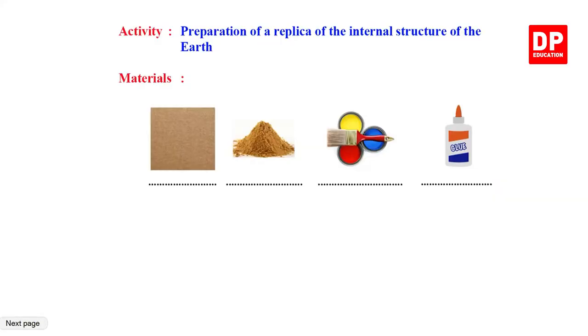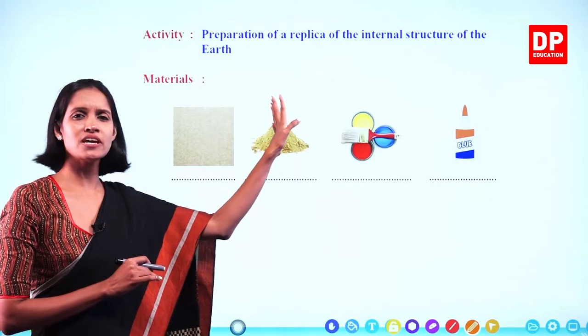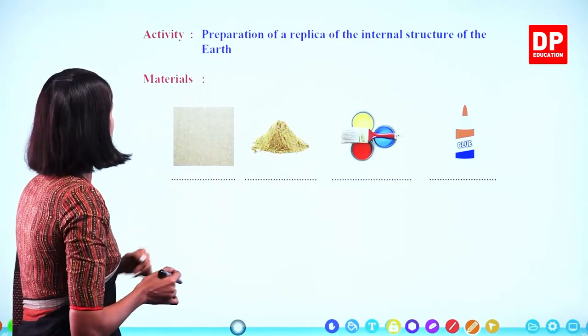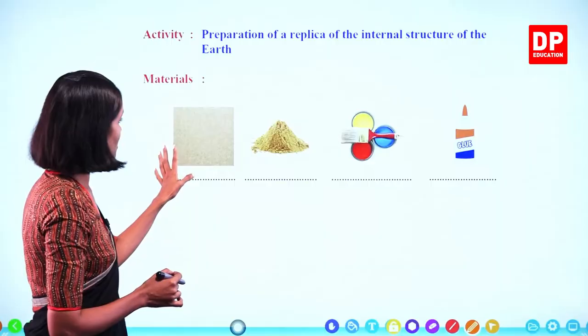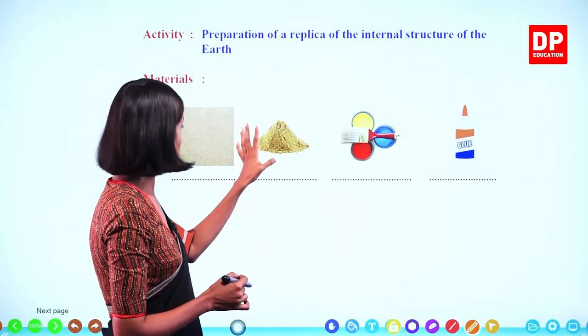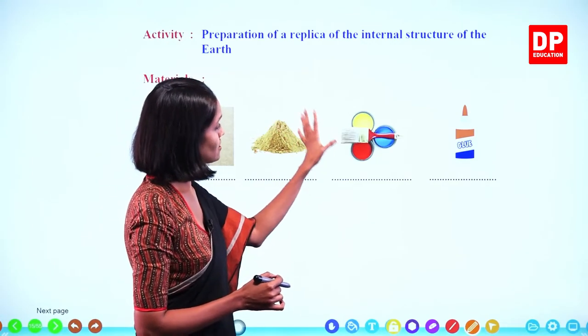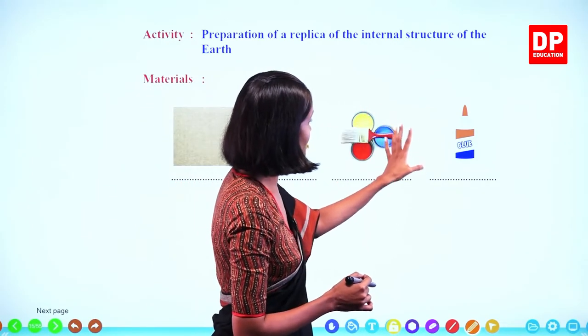Right. We have an activity to do, right? Preparation of a replica of the internal structure of the earth. So whatever we learned as a picture, we are going to make as a structure now, right? Remember, you all can do this activity very easily at home, okay? Right. So what do we need? We need a piece of cardboard. We need some sawdust or even coconut refuse, right? And we need paint in three colors and glue.